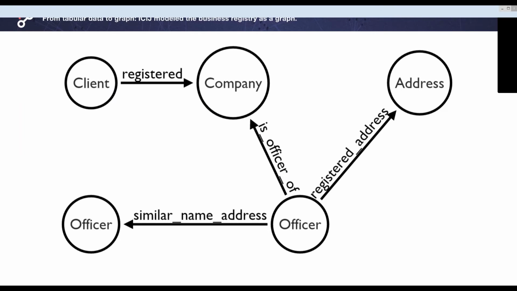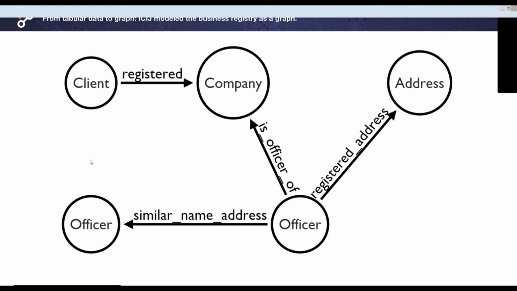The first step that the ICIJ folks took to analyze the data was to turn the business registry into a graph. And to do that, they first devised a graph model. The data was very tabular, but they wanted to project that into a graph. So they defined a few entities and a few key relationships.